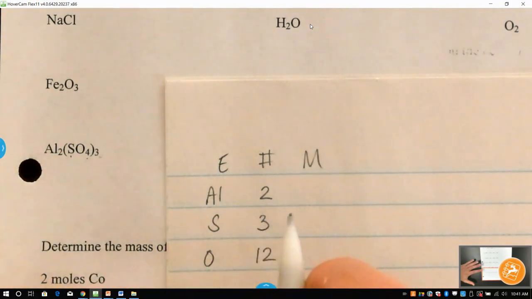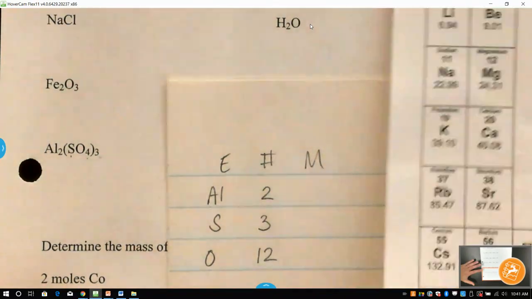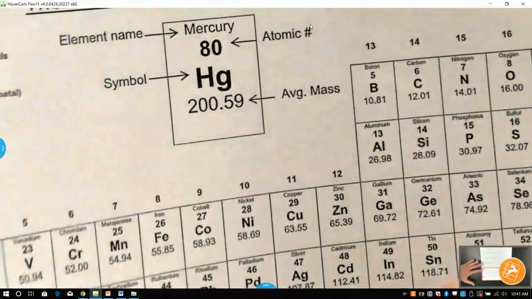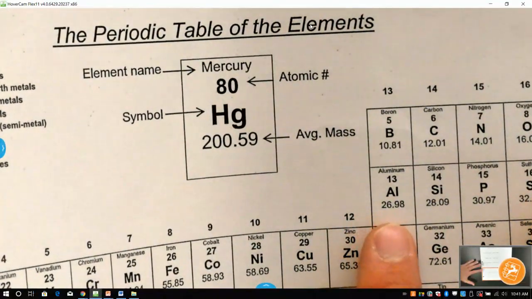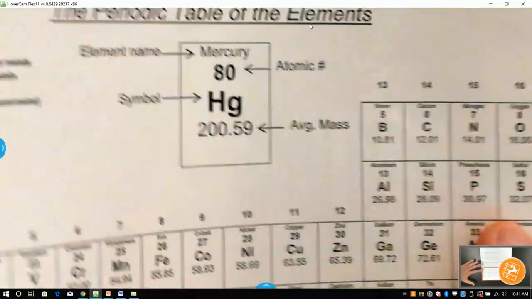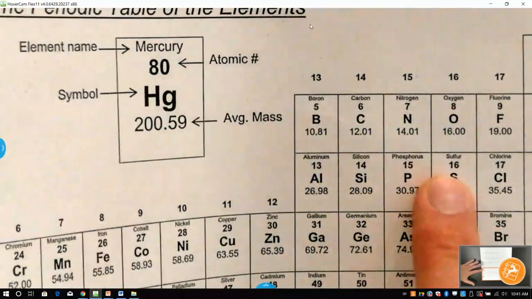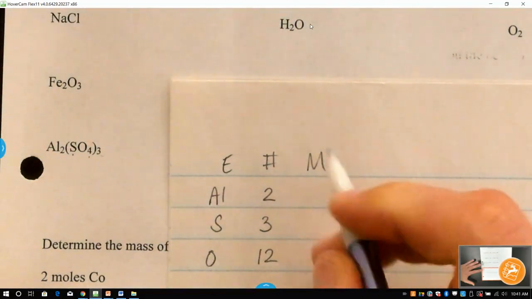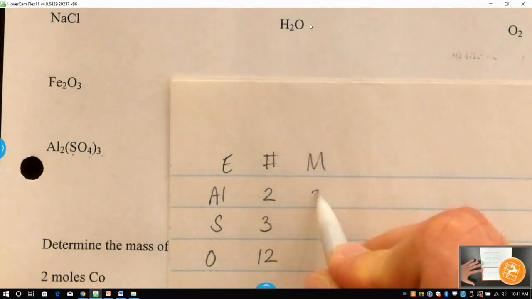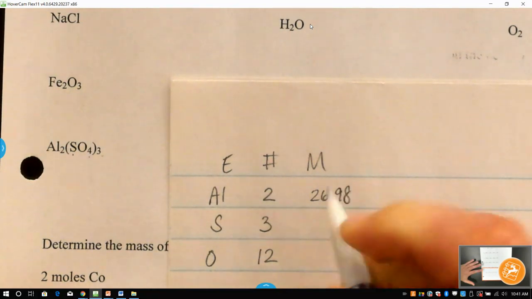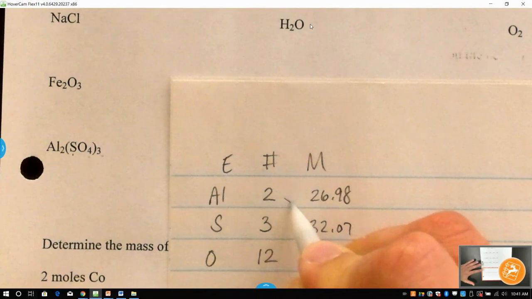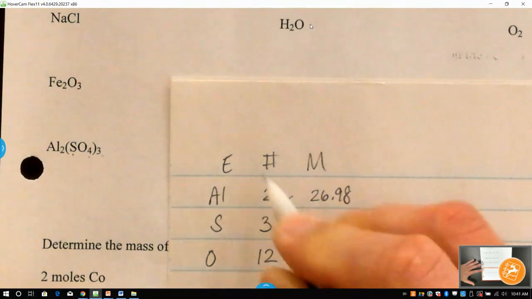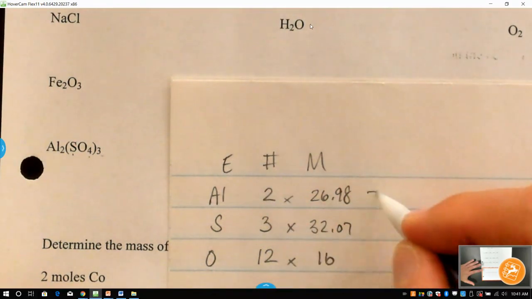And then from there, we're going to look up everybody's mass. Aluminum, here we have our 26.98. Sulfur, 32.07, and oxygen as 16. So we got to write those guys out. 26.98, 32.07, and 16. And you multiply the number of each times the mass of each.